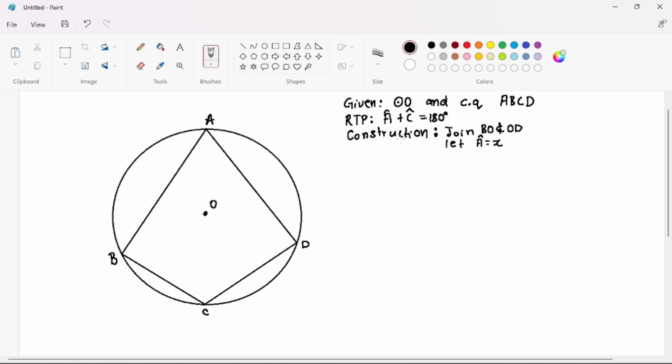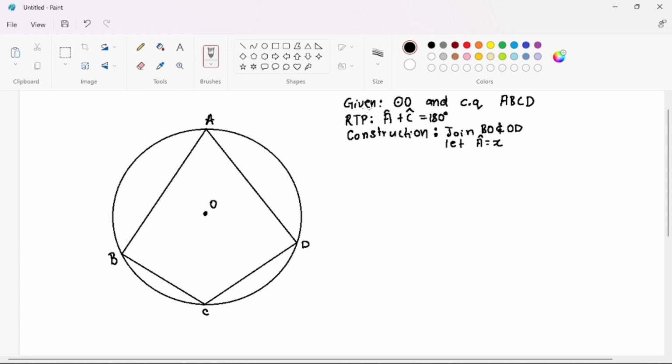Today we are going to be looking at theorem 5. It simply states that opposite angles of a cyclic quadrilateral are supplementary, meaning that those angles add up to 180 degrees. So how do we go about its proof?